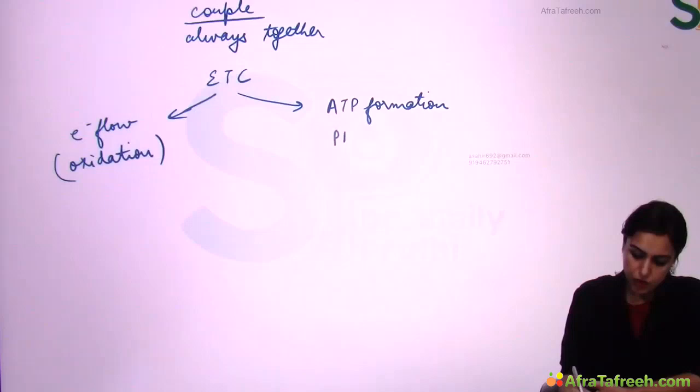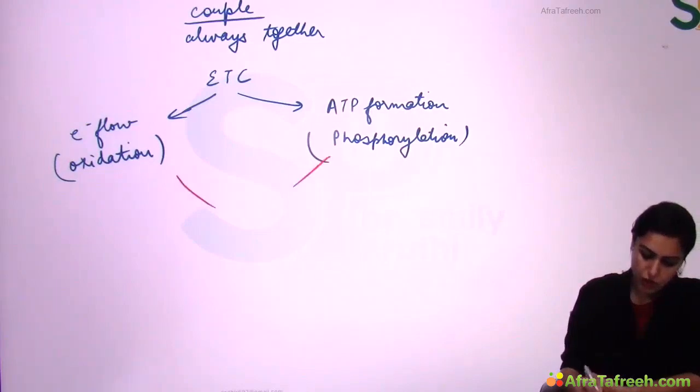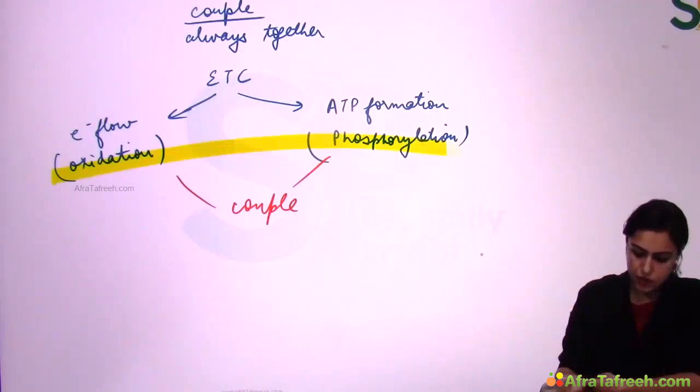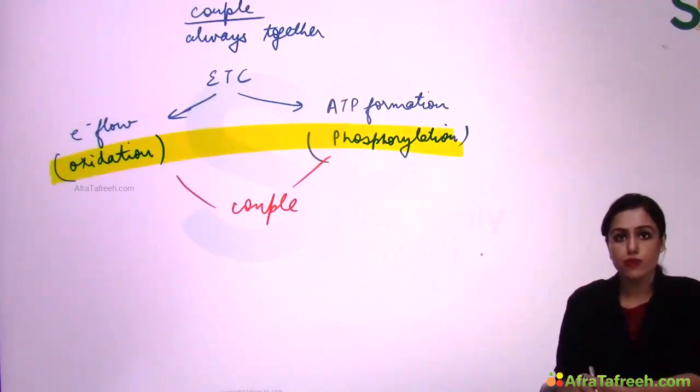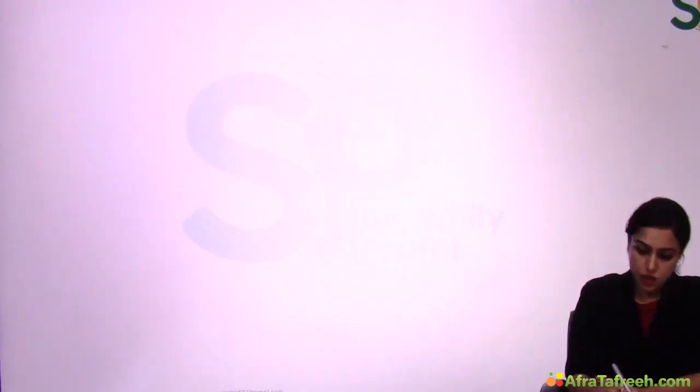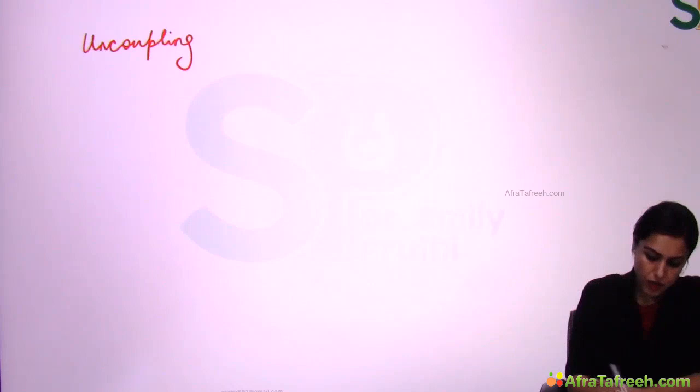and ATP formation is known as phosphorylation. These two things, oxidation and phosphorylation, are like a couple in ETC. Therefore, ETC is known as oxidative phosphorylation, right? So you have understood what coupling is. Now tell me, what is the meaning of uncoupling?